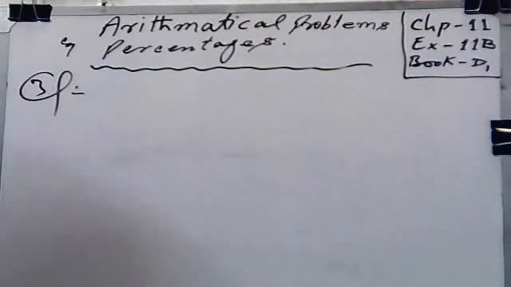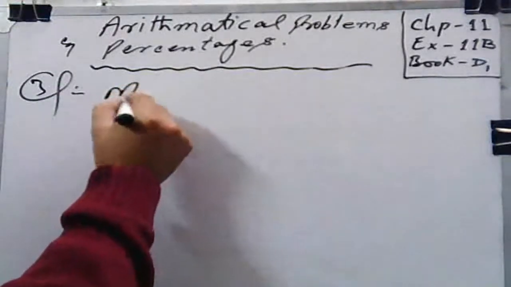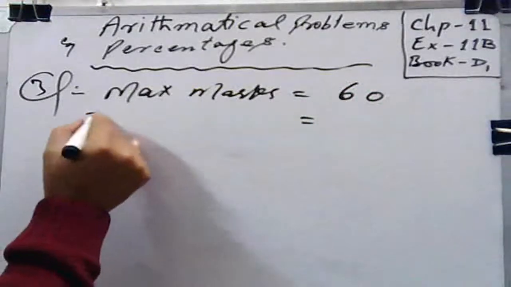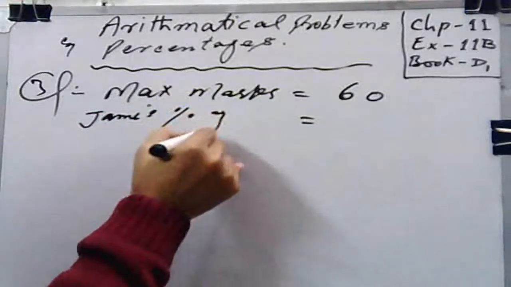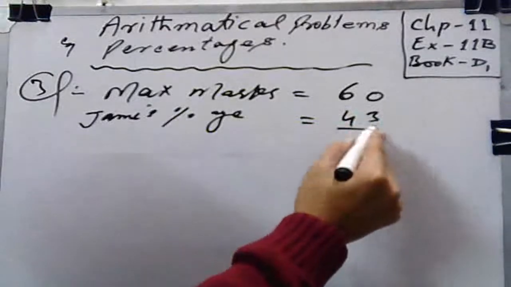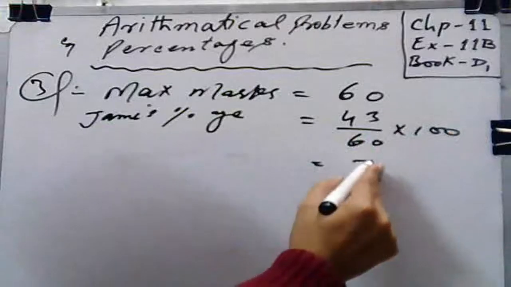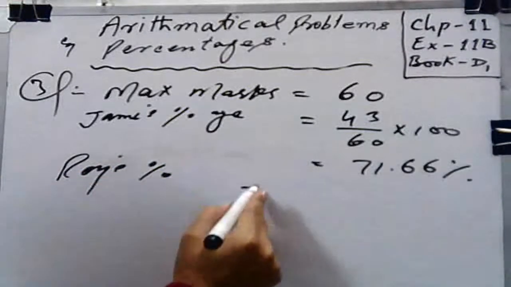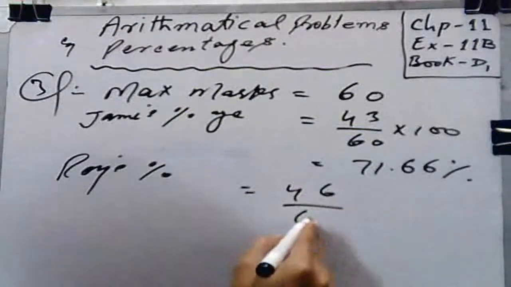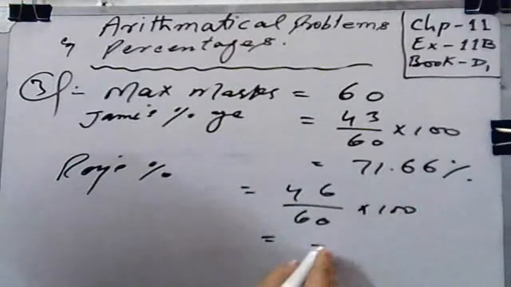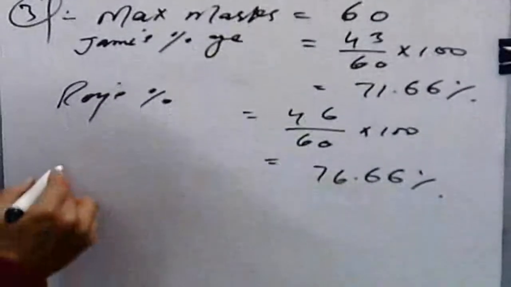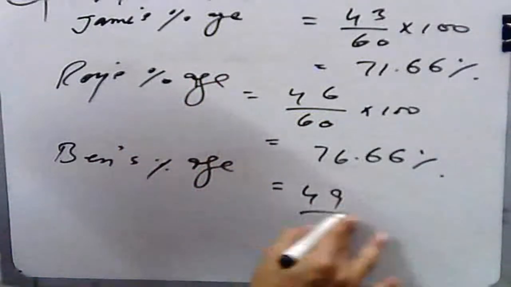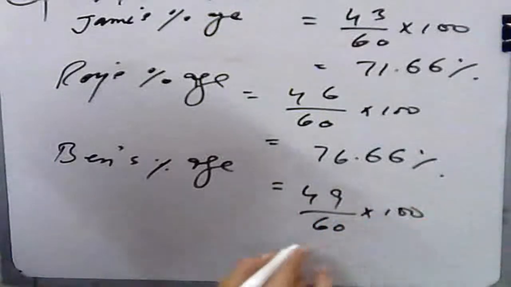Okay, after reading the statement, maximum marks is equal to 60, and James's percentage is equal to 43 divided by 60, multiplied by 100, you will get 71.66%. So Roy's percentage will be equal to 46 out of 60 multiplied by 100, so the percentage is 76.66%. Another boy, Ben's percentage, will be equal to 49 divided by 60 multiplied by 100.